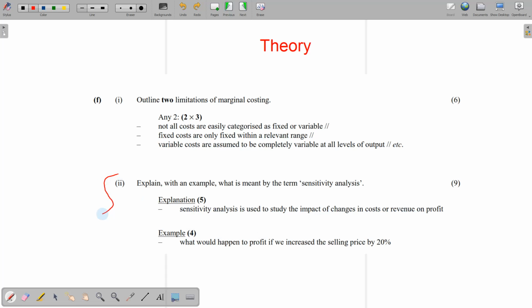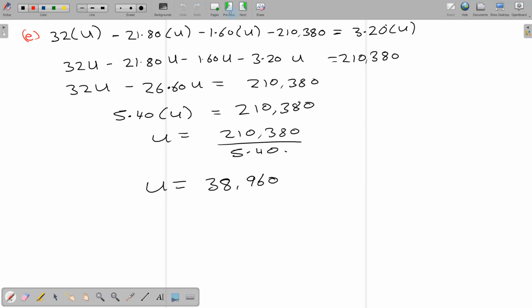In my opinion, it's not fair that you could do very well in the practical and then lose so many marks because you don't have your theory. But at the same time, there's only 2 lines you need to learn for that. So that is the end of marginal costing. I hope it makes sense.